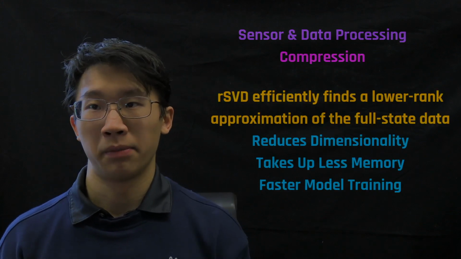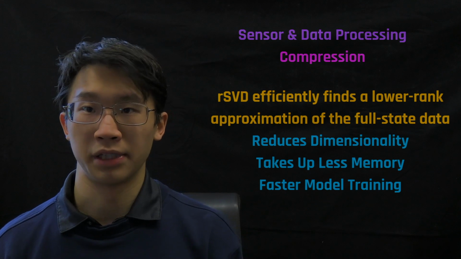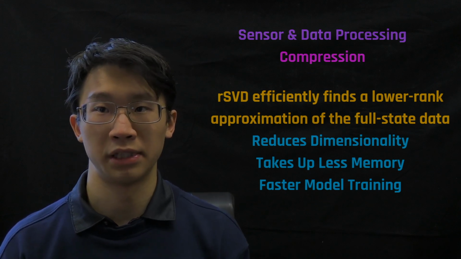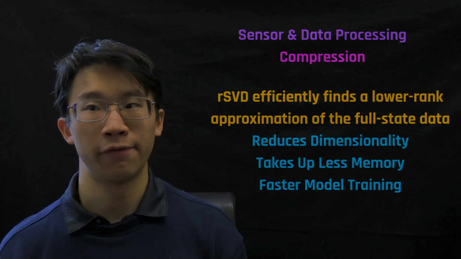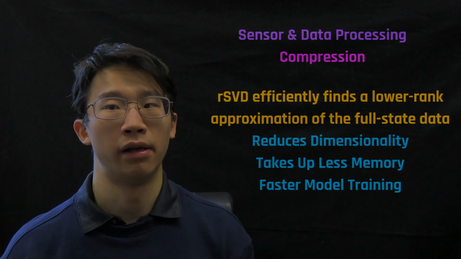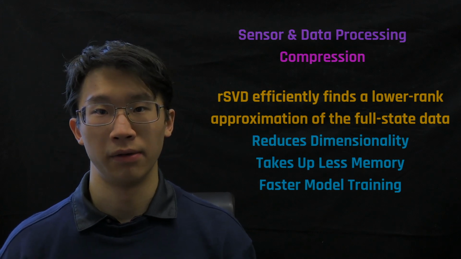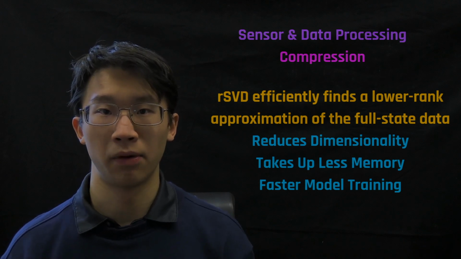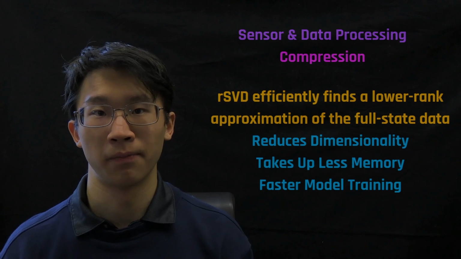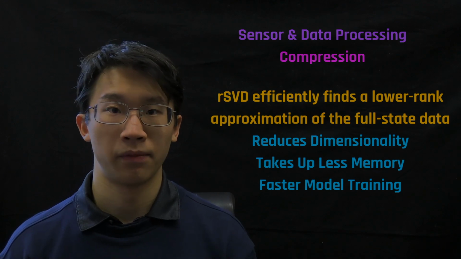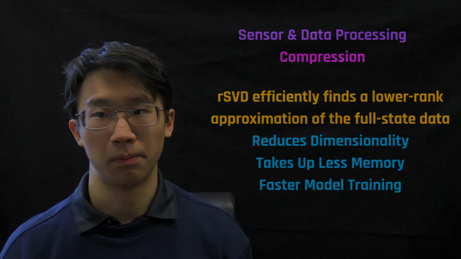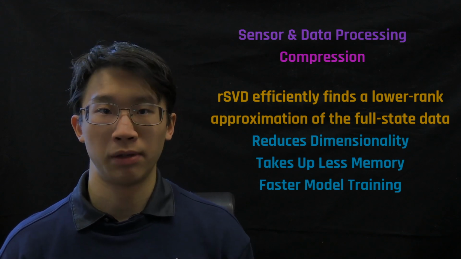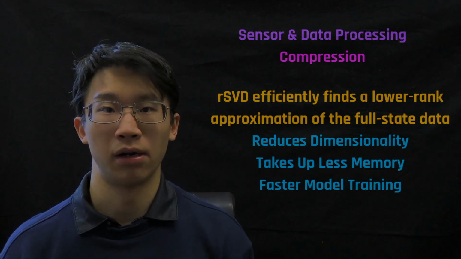Another parameter we've talked about is compression. With compression, we're using a randomized singular value decomposition algorithm to efficiently find a lower rank approximation of the full state data. The main goal here is to reduce the dimensionality of your data set and keep only the most important patterns. The benefit of this is the compressed data takes up much less memory, and SHRED will also be able to train much faster on the compressed data.